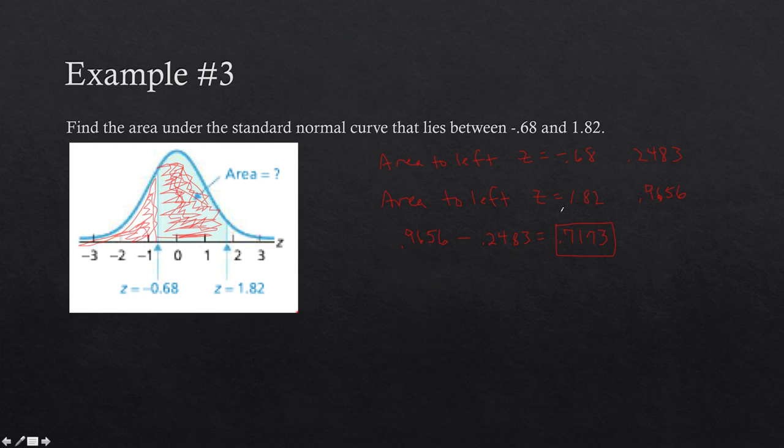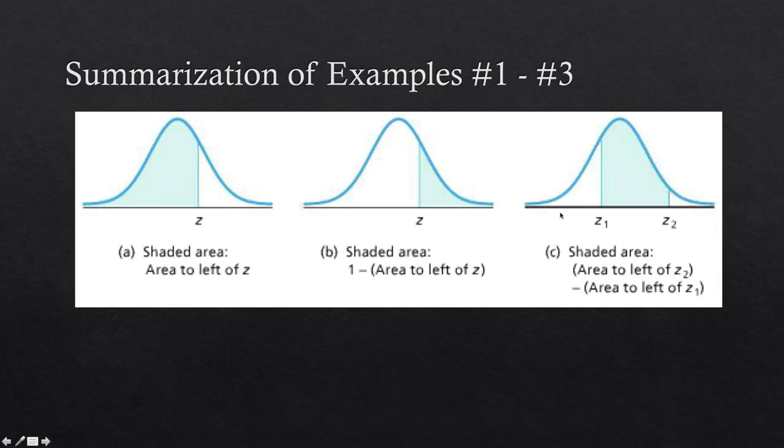And to put it in a better perspective for you, to help you understand it a little better, here's a summarization of the first three. The first example, if you're just looking for the area to the left, you're just going to read the chart. If you're looking for letter B, the area to the right of the z-score, we have to subtract the area to the left from 1. And if you're looking for the area in between, it's the area to the left of the larger one minus the area to the left of the smaller one. Okay? And that will give you the area in between. So that's kind of the idea behind these tables and how you need to start being able to read them.